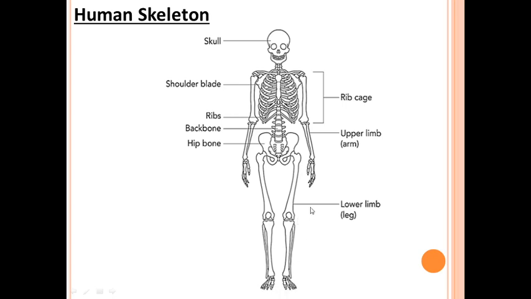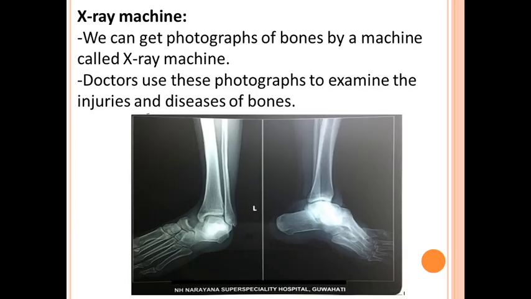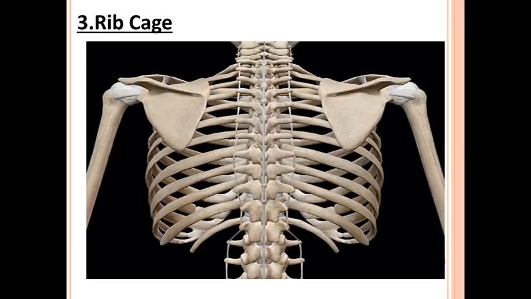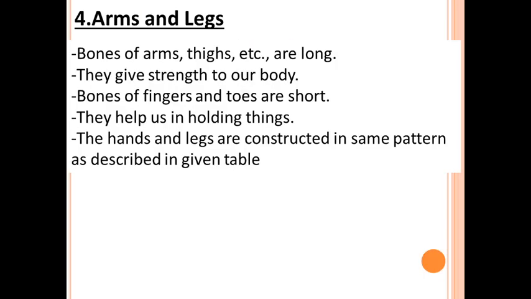A number of smaller bones make the feet, this. There are many small bones like here also. Understood about the arms and legs, upper limbs and lower limbs? See, both the arms and thighs are long. Bones of arms and thighs give strength to your body, correct? Bones of fingers and toes are short compared to the upper leg or lower part. They help us in holding things, correct?